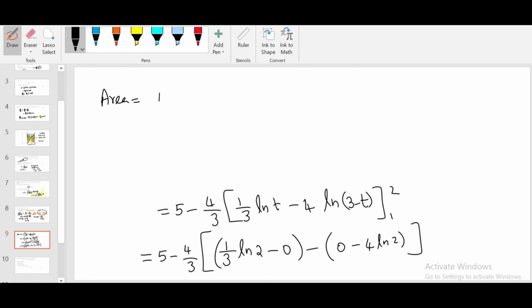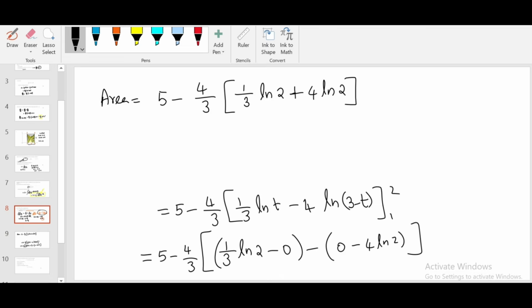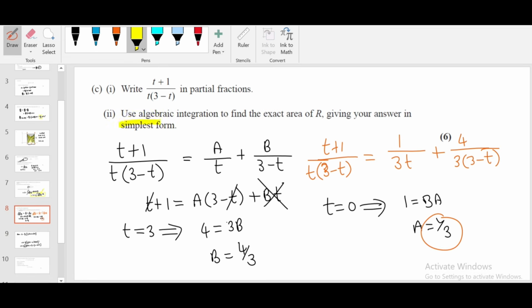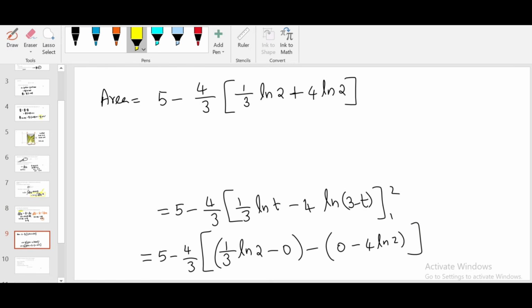Simplify it, you will get 5 minus 4 over 3 times 1 over 3 ln 2 plus 4 ln 2. Let's read the question to see whether they want the answer in a particular format. They say give your answer in simplest form, that's all. So let's try to simplify it further by taking ln 2 as a common factor. 1 over 3 plus 4 is basically 13 over 3.